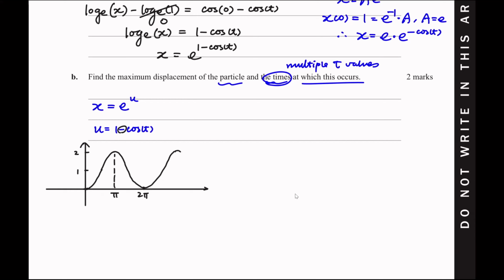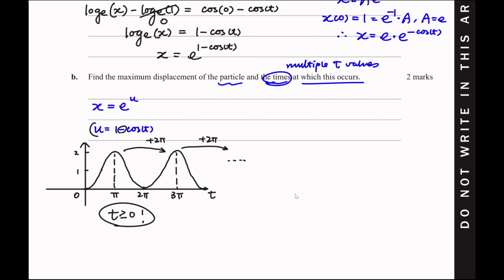But actually, this graph is standing for all t greater than or equal to 0, okay? This is very important. So the next one is 3 pi. From pi to 3 pi, we add 2 pi. From 3 pi to the next one, we add 2 pi, and so on, okay? That's why for the u value to be the maximum, then I'm able to get the largest possible value of e to the u. That's why for x max, t equals pi, 3 pi, 5 pi, etc.